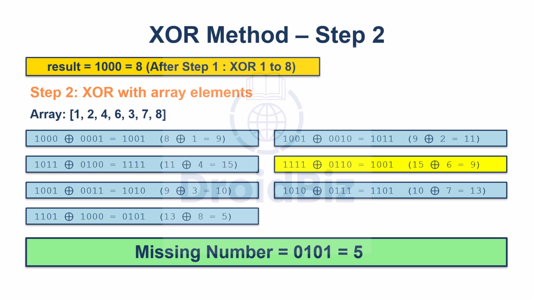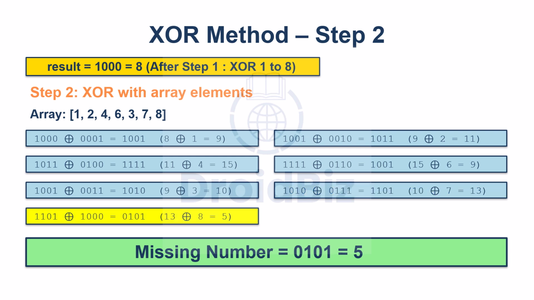Fourth, 1111 XOR 0110, which is 15 XOR 6, giving us 1001, which equals 9. Fifth, 1001 XOR 0011, which is 9 XOR 3, giving us 1010, which equals 10. Sixth, 1010 XOR 0111, which is 10 XOR 7, giving us 1101, which equals 13.